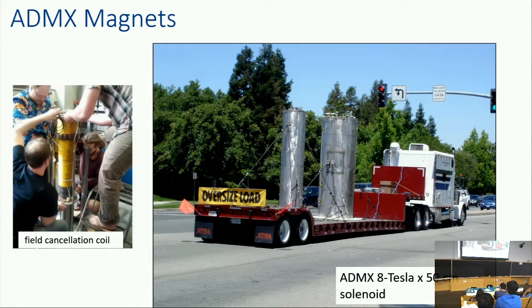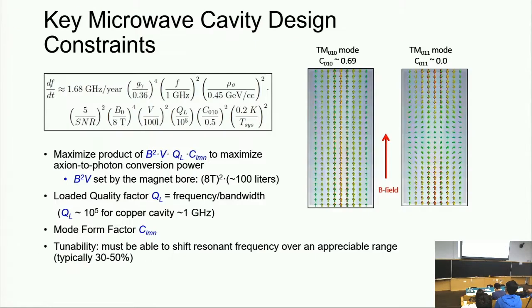And this is what the magnets look like. So this is the 50 centimeter bore 8 Tesla magnet. And then this thing here, that's the smaller magnet that we use to cancel the field from the big magnet. And I think in the interest of time today, I'm not going to talk about the different modes that we use to detect the axions, but I will talk about them tomorrow. So I'll just move on.